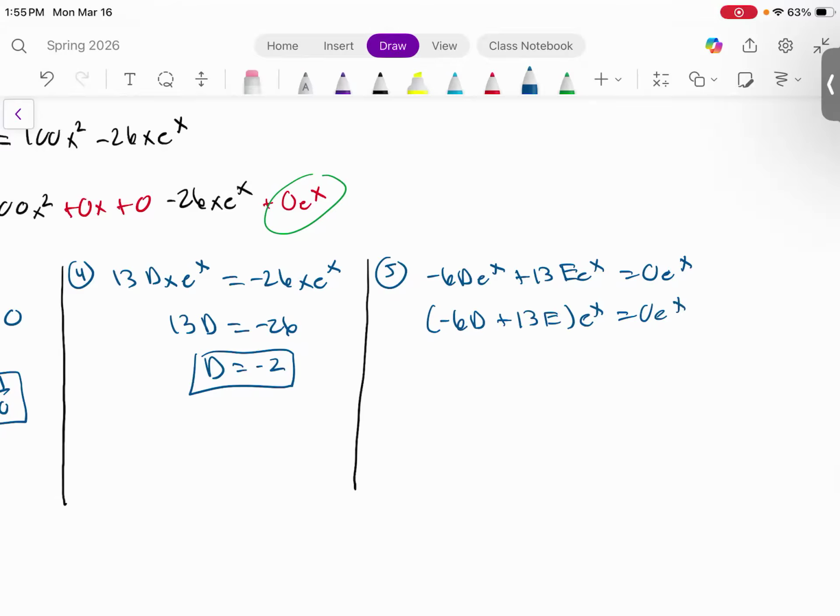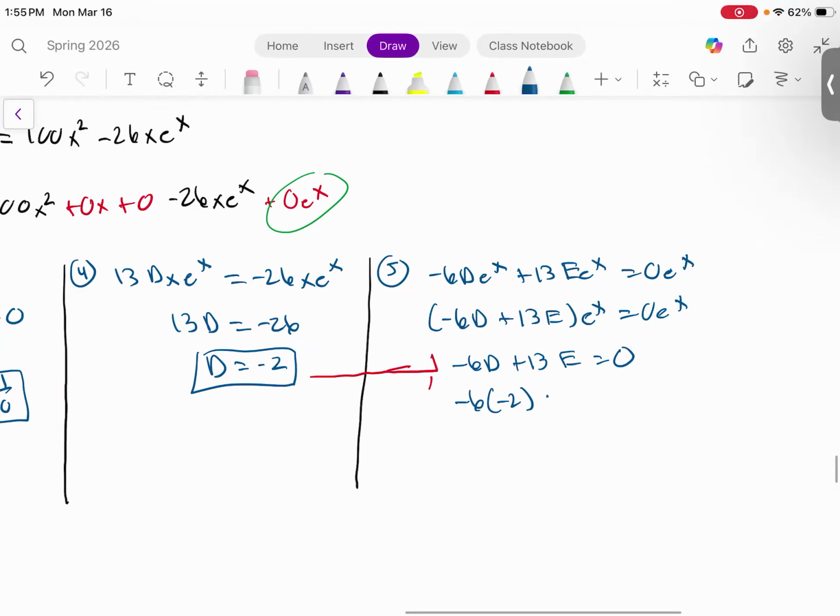Okay, so we can now equate the coefficients. Negative 6d plus 13e equals 0. I know what d is. We can plug in d right here. Negative 6 times d, so negative 6 times negative 2 plus 13e equals 0. So 12 plus 13e equals 0. And so e would equal negative 12 over 13.